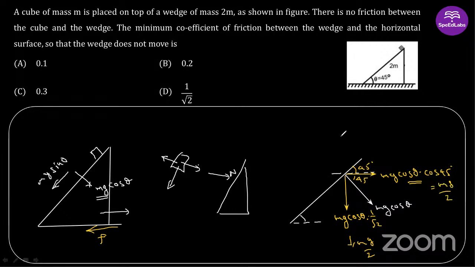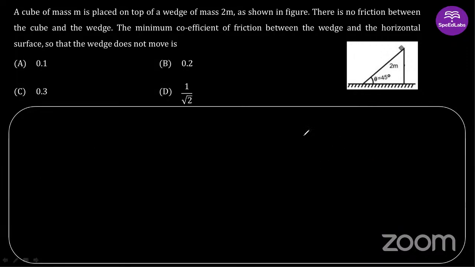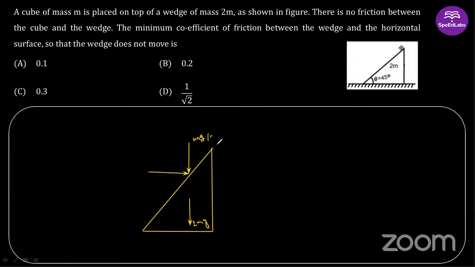I'm just removing all the things, just making a wedge. So if you see, this is the wedge. It is having two forces on it. This force is mg by 2 and this force is mg by 2. There is its own force, that is again 2 mg. So this is 2 mg. This is mg by 2. This is also mg by 2.